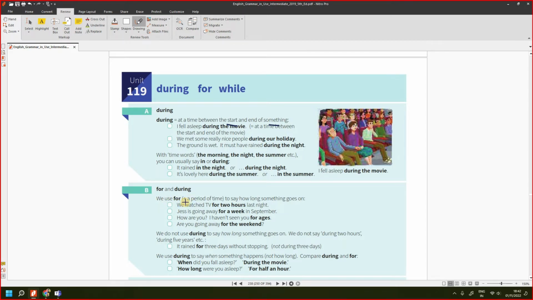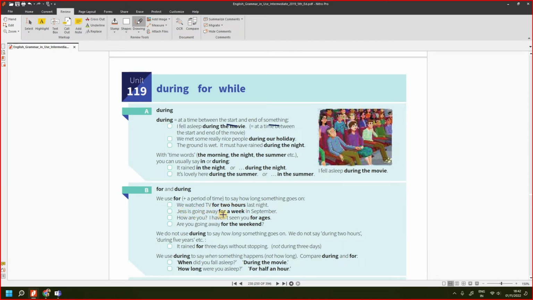The first thing, we use for to say how long something goes on. Here is an example. We watched TV for 2 hours last night. So that means the extension of time. We are talking about how long. So for answers how long. We have been watching television for 2 hours. The action happened for 2 hours. So that is how you use for.